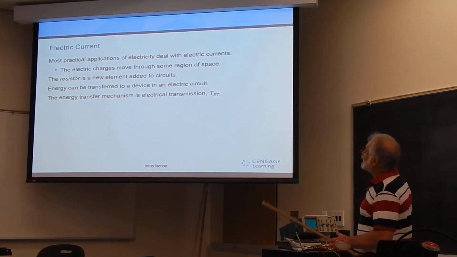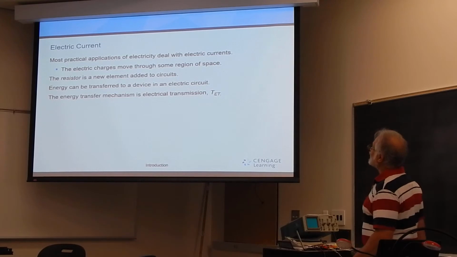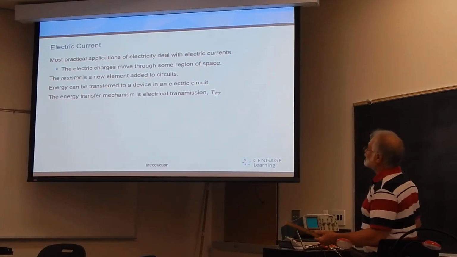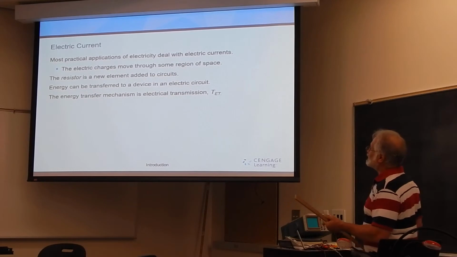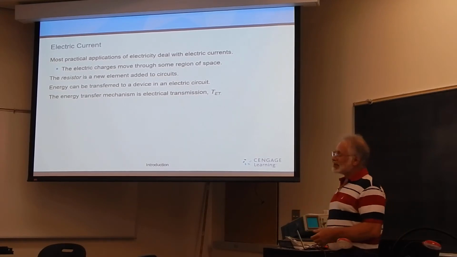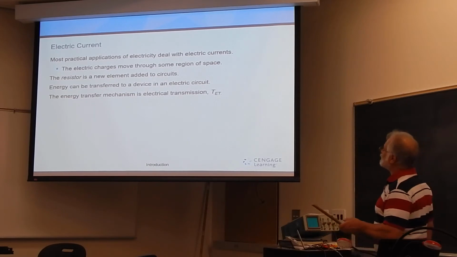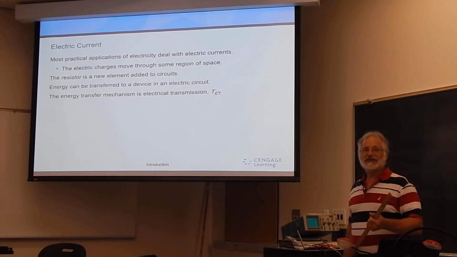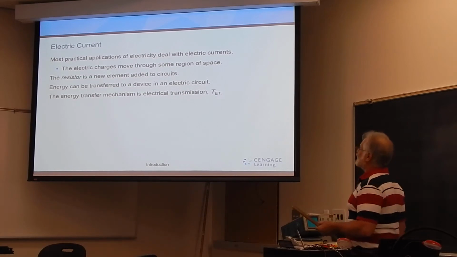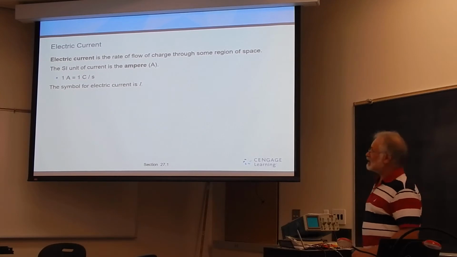Electric current is important because most practical applications of electricity use moving charges, or a flow of charges, rather than stationary or static charges. Today we're also going to introduce a circuit element called a resistor. We can talk also about how energy gets transferred in an electric circuit. So, with that, let's define electric current.